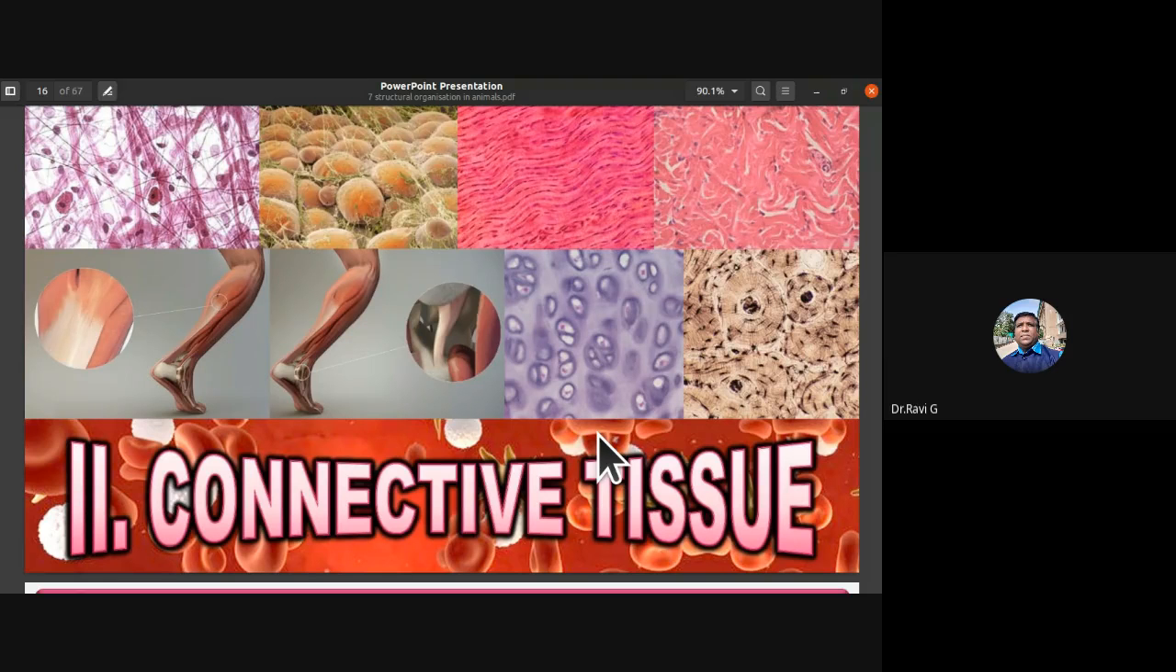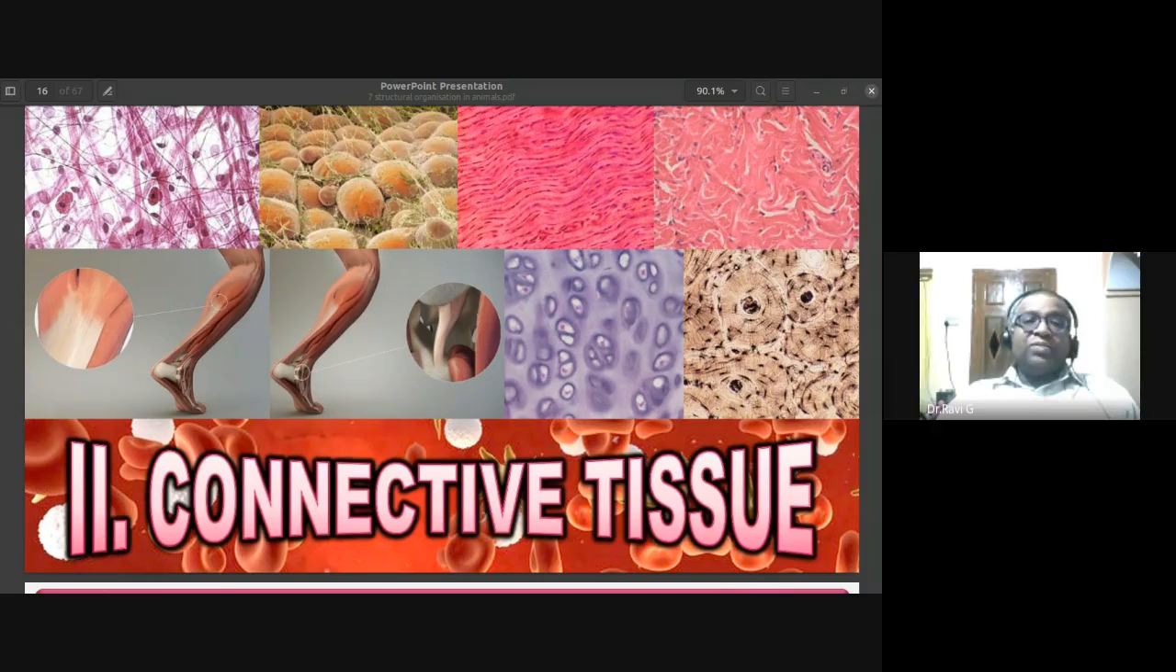Now, the next part that we'll go for today's discussion is connective tissue. If you look into the connective tissue here, the first slide shows the areolar tissue. In connective tissue, you have the loose connective tissue and dense connective tissue. The loose connective tissue consists of areolar tissue and adipose tissue, which is a modified areolar tissue where a large number of fat cells, fat globules, are found.